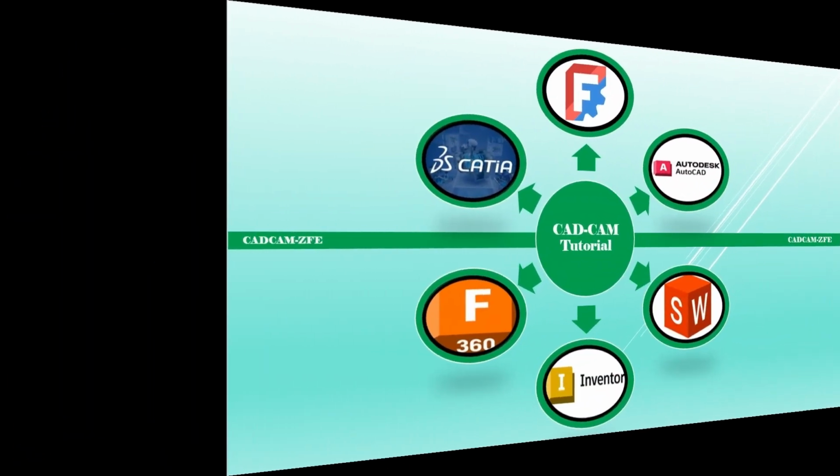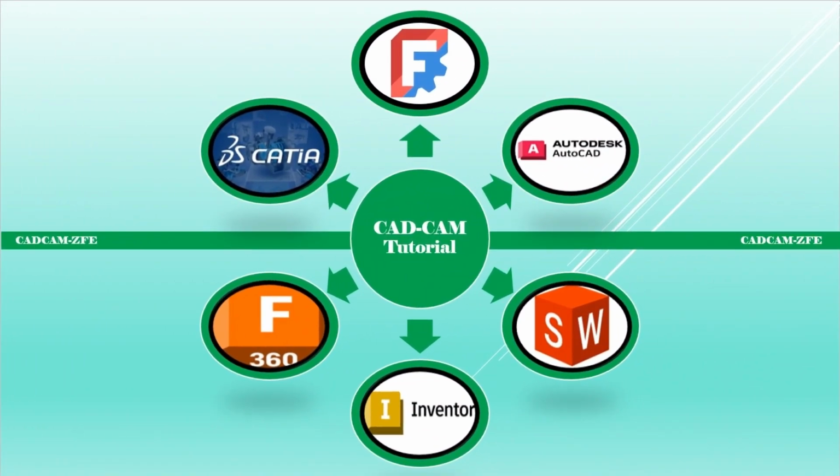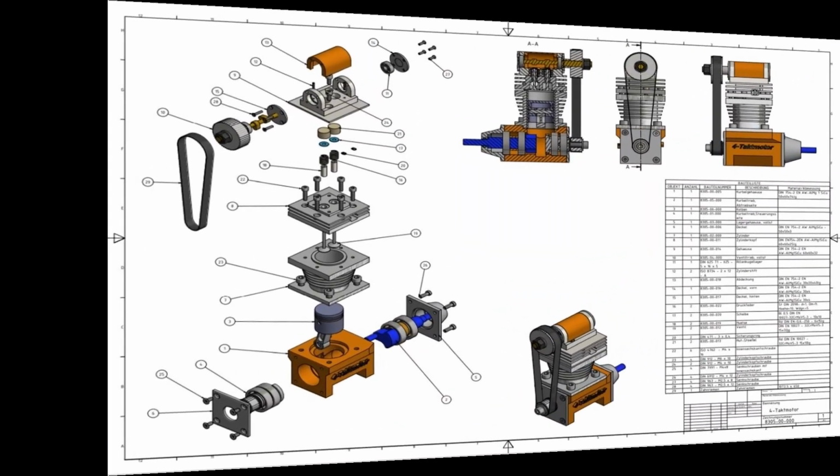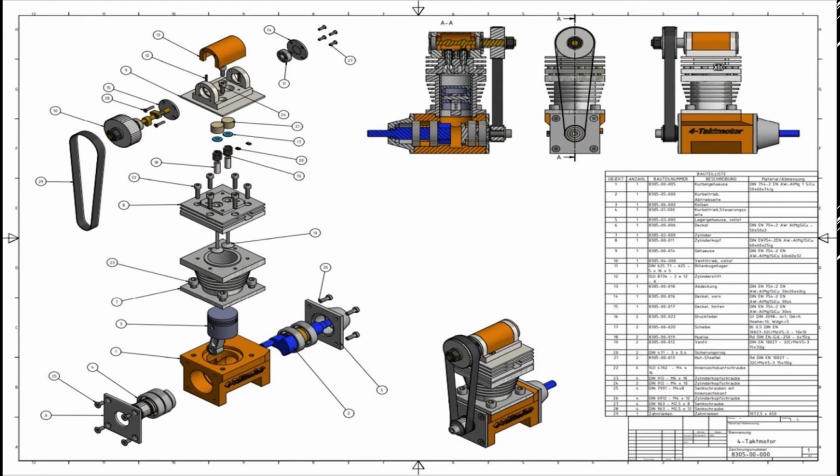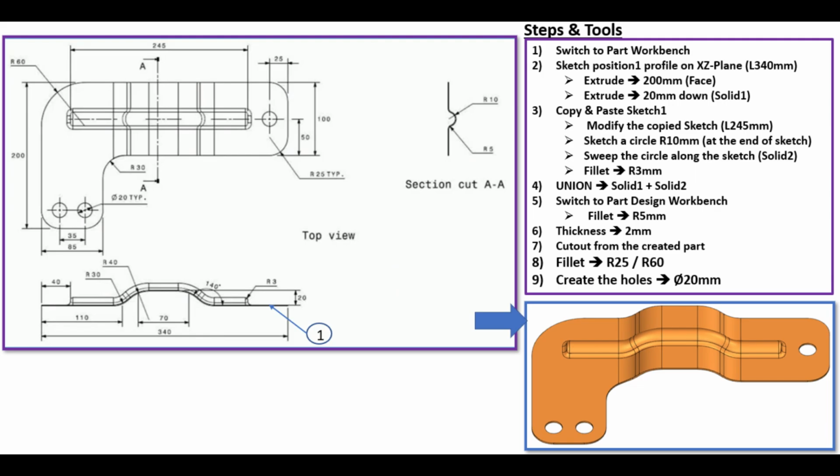In this tutorial, I will show you how to create a 3D model from existing 2D drawing with the help of FreeCAD, Part Design, and Part Workbenches. The FreeCAD tools that I used to solve this exercise are Sketch, Extrude, Sweep, Union, Thickness, Pocket, Hole, and Fillet.